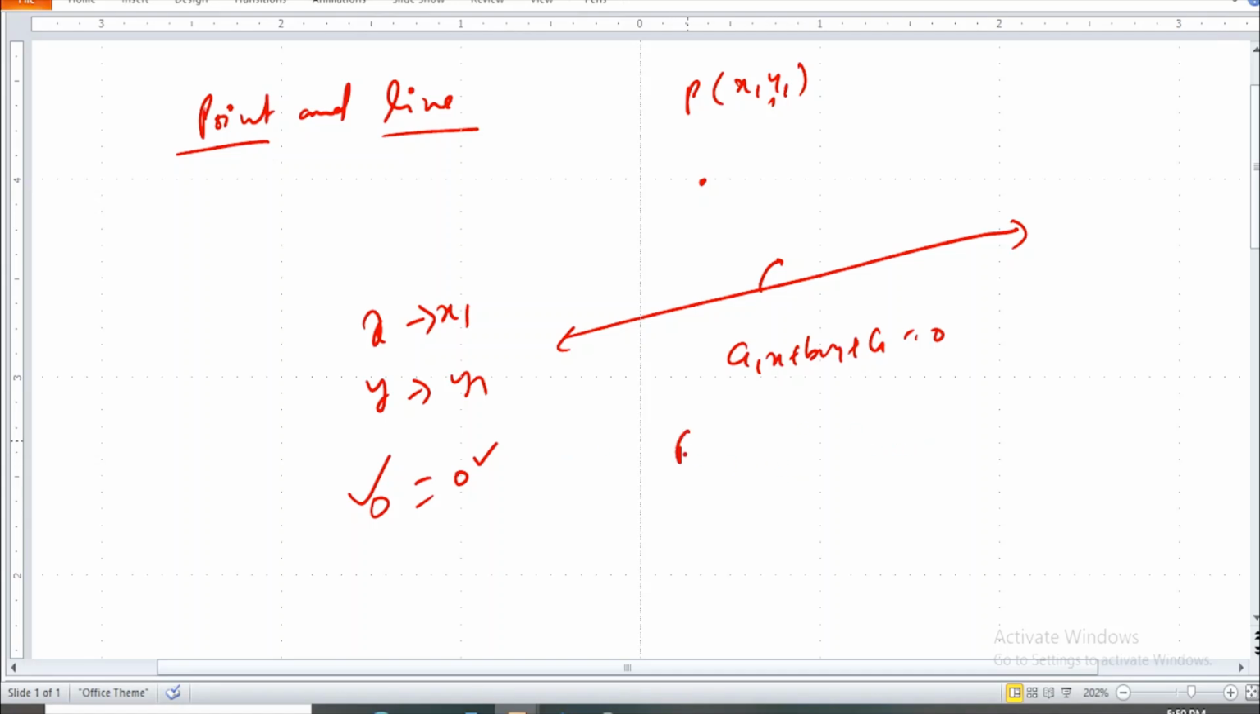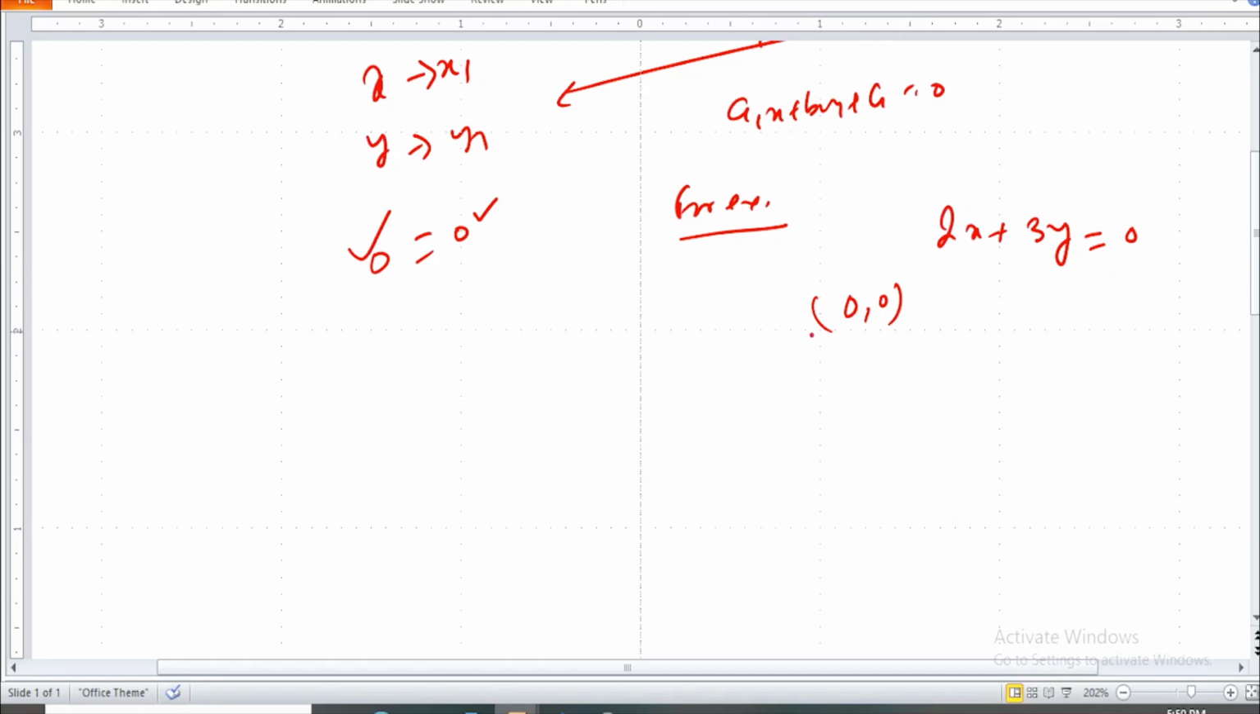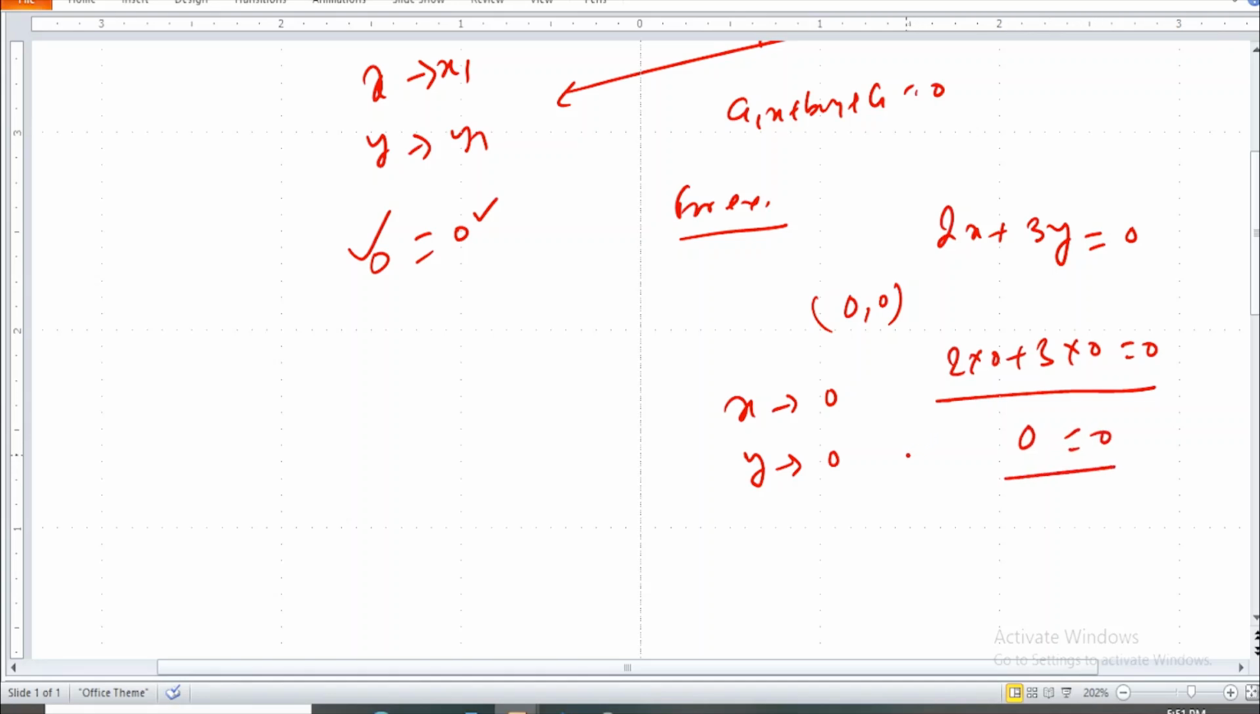For example, if 2x plus 3y equal to 0 is our line, check whether (0, 0) is in the line or outside the line. So what we'll do is first replace x with 0 and y with 0. So clearly 2 times 0 plus 3 times 0 equal to 0. So 0 equal to 0 means the point lies in the line, right?